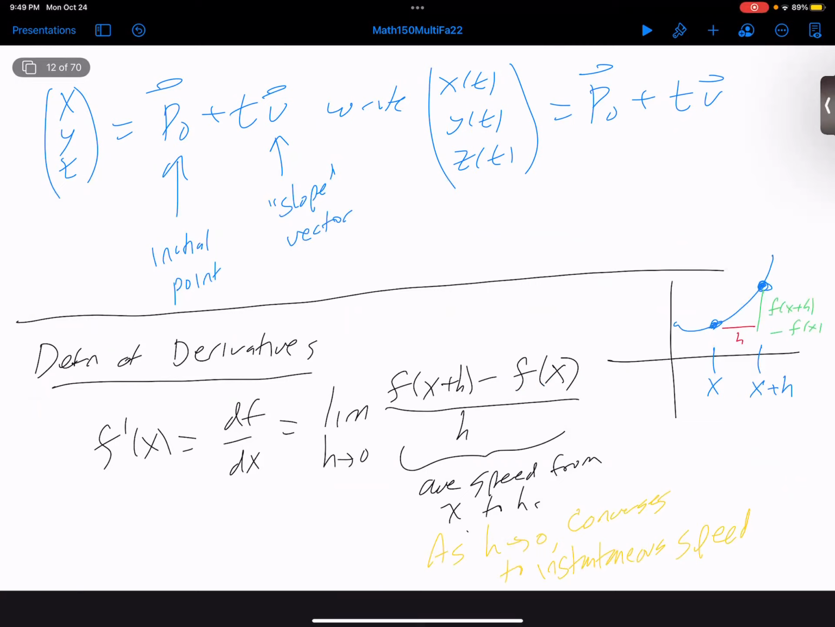v. And we can write it parametrically, x of t, y of t, z of t. And so this is the nice generalization of what we did in one dimension. It extends very naturally to higher dimensions.